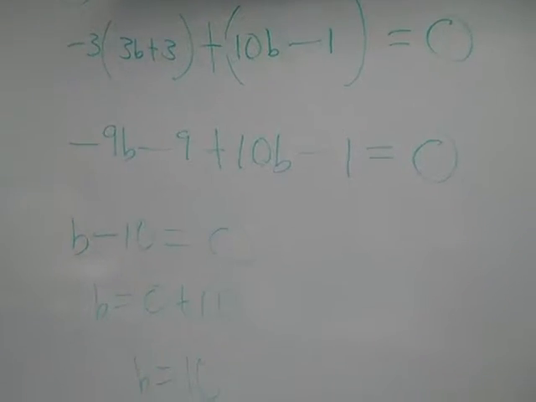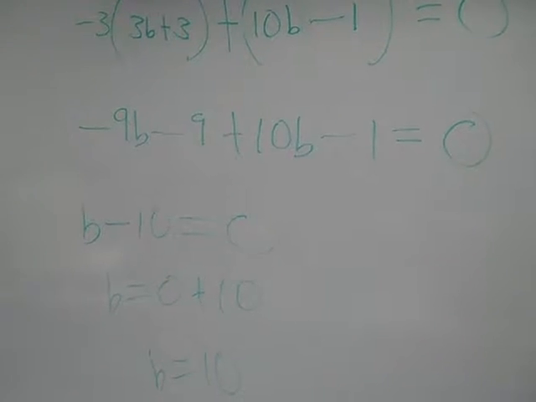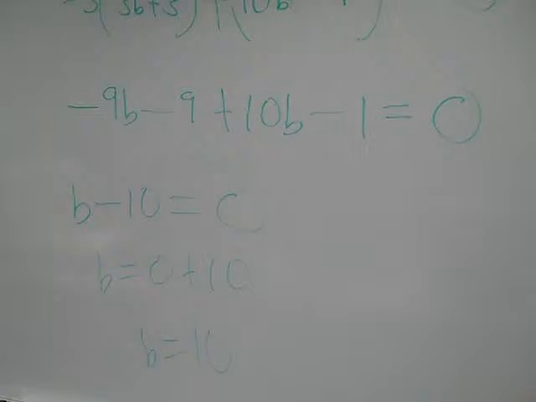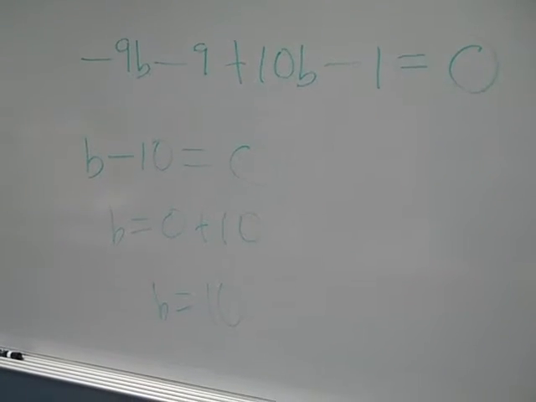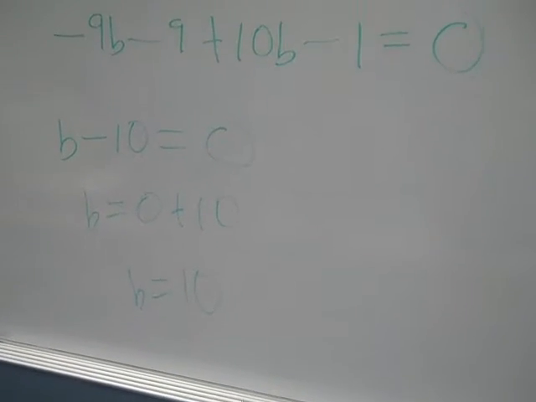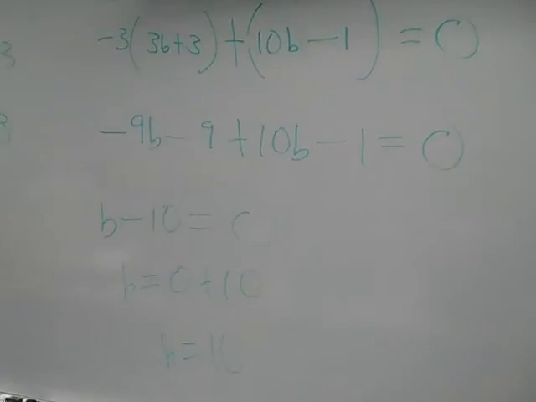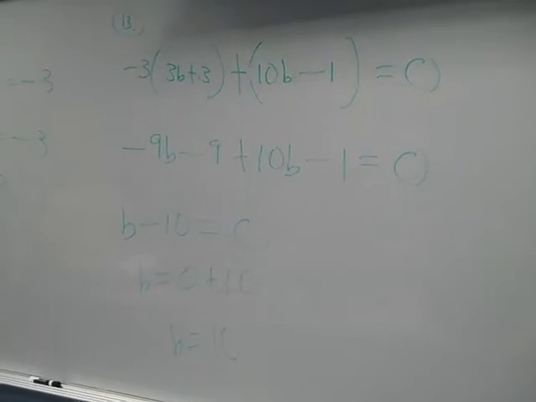But we want to get our b's away from our regulars when it's all over. So move that minus 10 over, and that becomes 0 plus 10. But 0 plus 10 is 10 itself. So b equals 10 is my final answer. Okay, so that was number 13 in a nutshell.